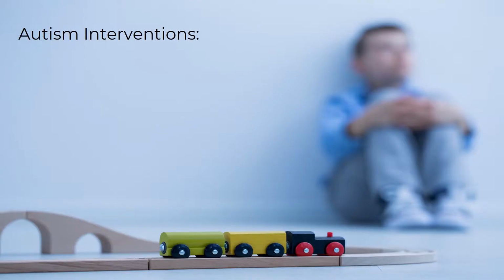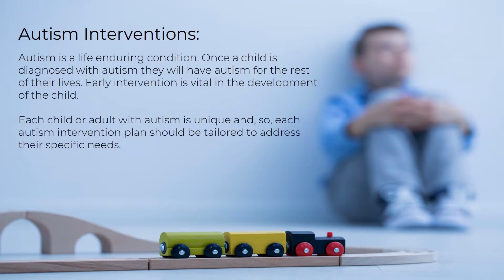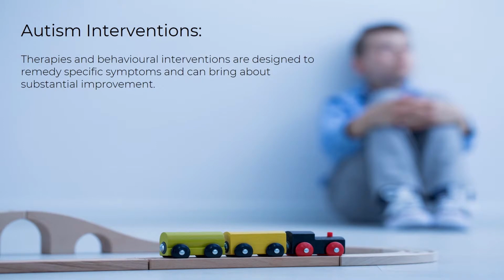Now let's look at the area of interventions. Autism is a life-enduring condition. Once a child is diagnosed with autism, they will have autism for the rest of their lives. Early intervention is vital in the development of the child. Each child or adult with autism is unique, and so each autism intervention plan should be tailored to address their specific needs. Therapies and behavioral interventions are designed to remedy specific symptoms and can bring about substantial improvement.